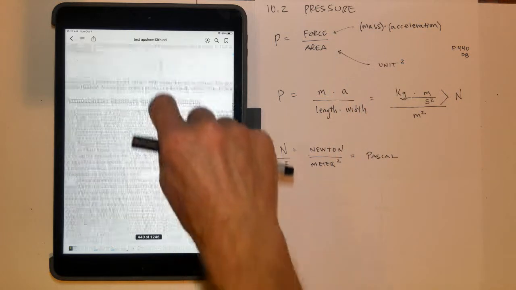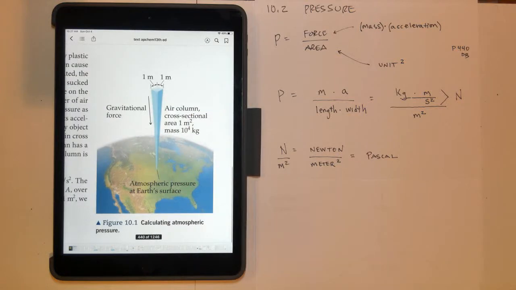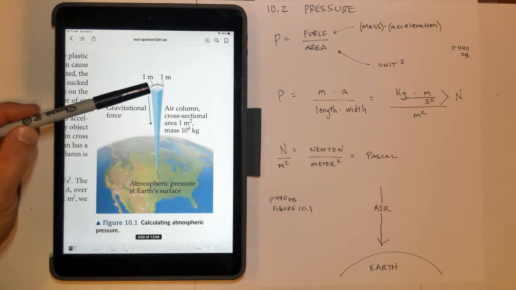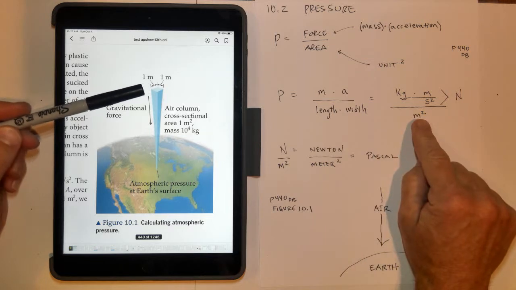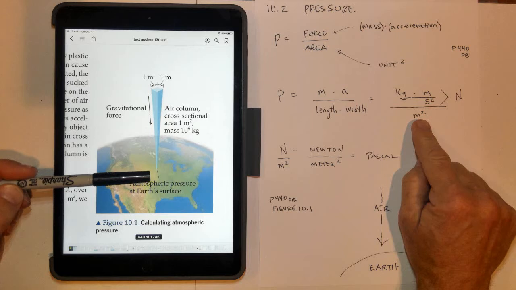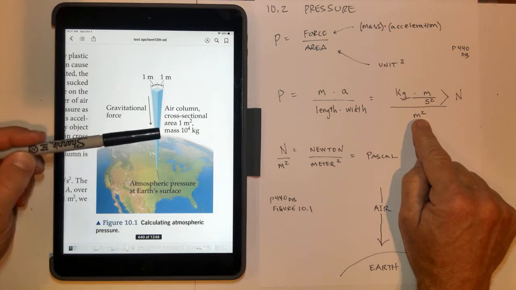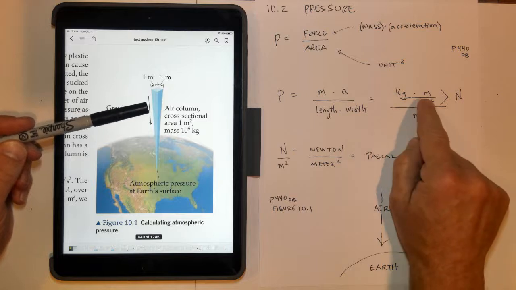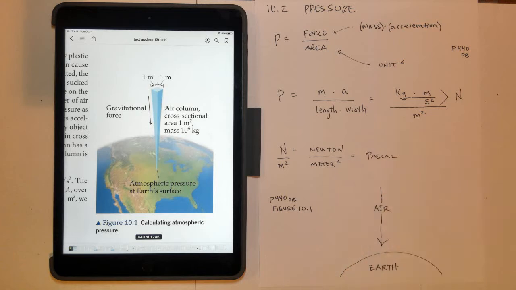If we look at the bottom of this page in Barometer Burstin, it's the digital page, page 440, you can see a figure right here where a cross-section of air, 1 meter by 1 meter, so that would be our length times our width, has a gravitational force, gravitational acceleration times the mass of the cross-sectional area multiplied together right up here, and then that pushes down on the Earth's surface. That is what's called atmospheric pressure.